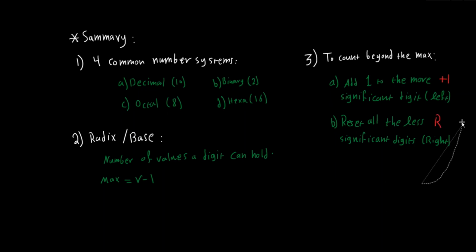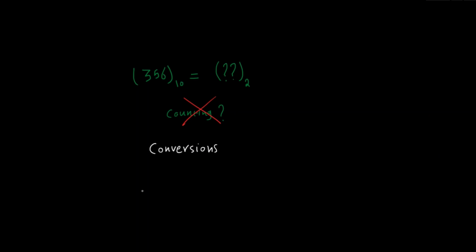In this video, we covered counting in different systems. But is it convenient to count in binary for 356 counts to convert 356 decimal to binary? Absolutely not, as it is a very lengthy and complex process. In the next lesson, we'll learn how to convert numbers from one system to another in more convenient ways.